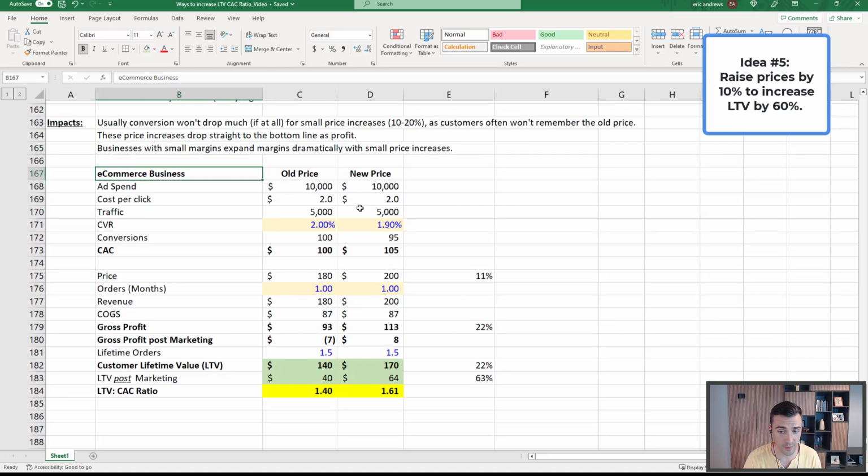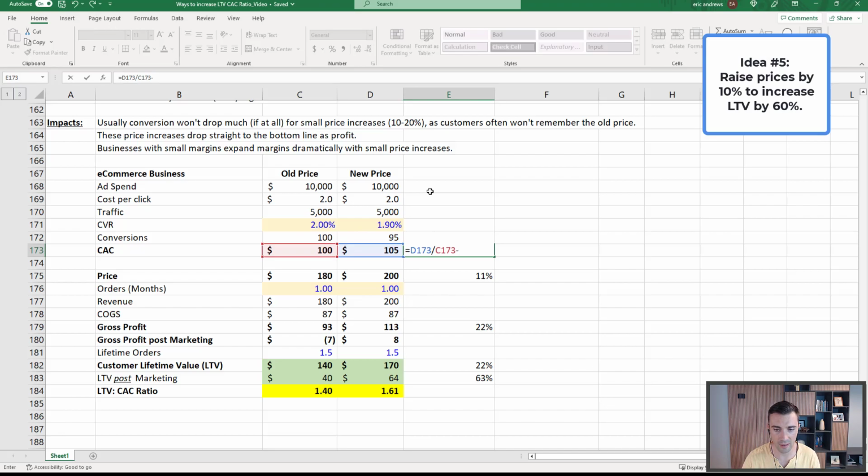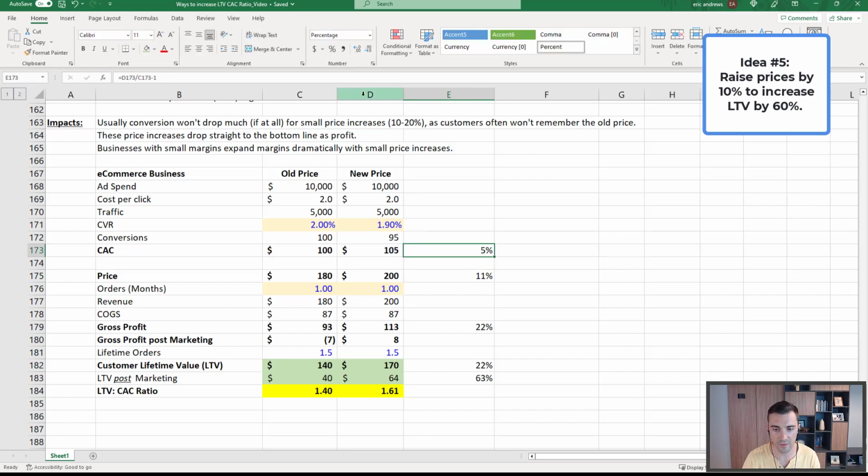So e-commerce business. This was the old price. Old price was $180. And the new price is $200. So we increased by $20. It's technically an 11% increase, but let's just say close to 10%. And in both of these scenarios, we spent $10,000, $2 a click. That's 5,000 people coming to the website. And we're saying that the conversion rate was 2%, and it dropped a little bit to 1.9%. So it's 100 conversions versus 95. So that drove our CAC up to 105. So a small increase in CAC, but still not a big difference, a 5% increase.